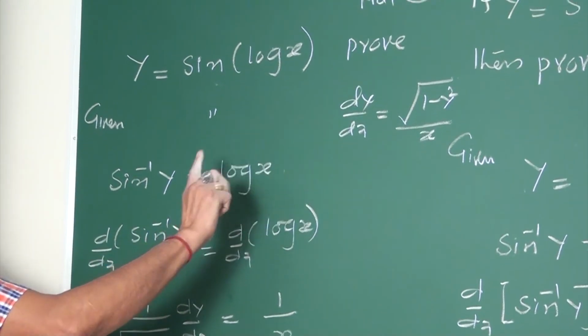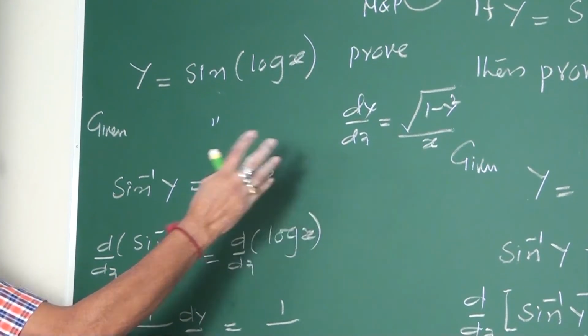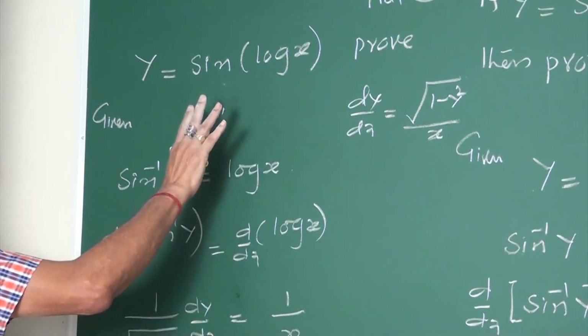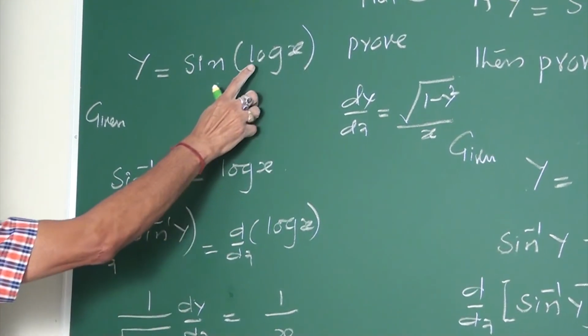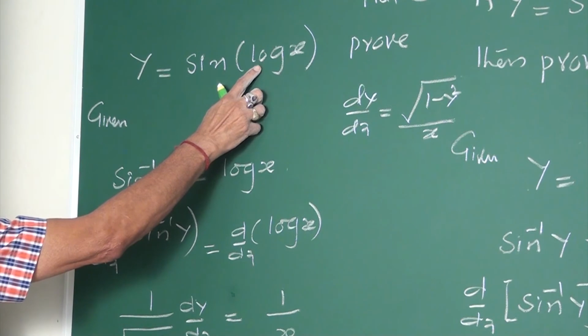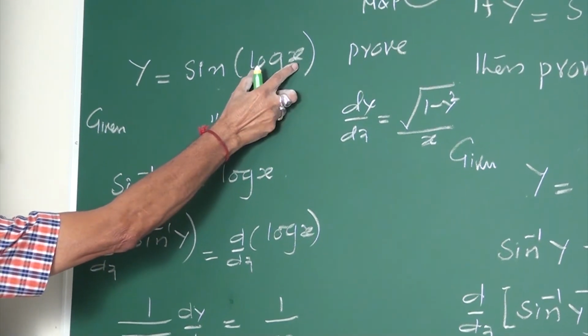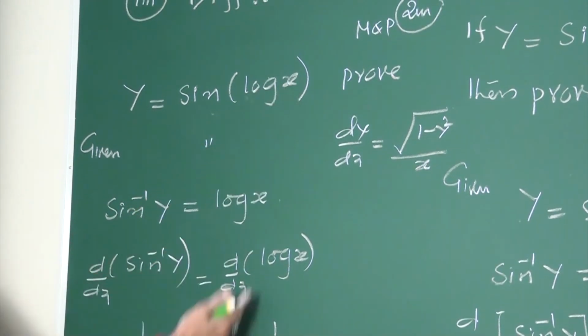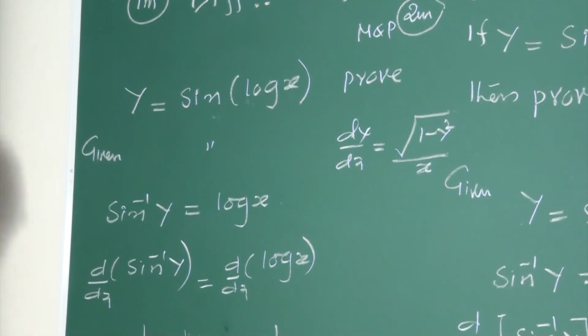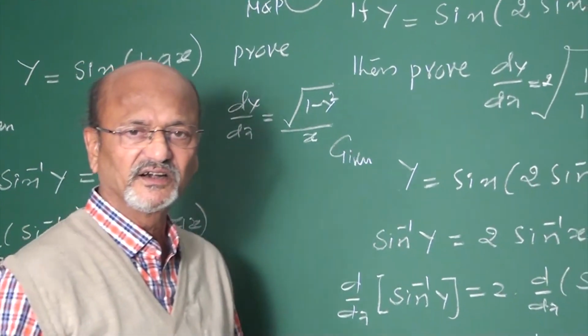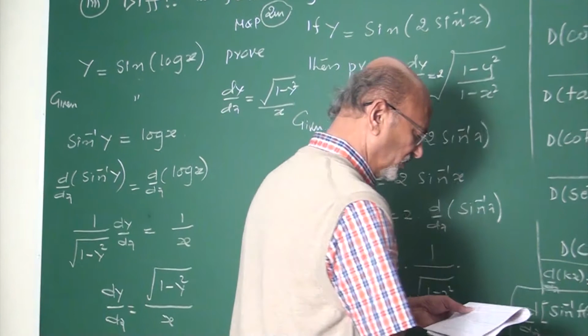These two are similar examples, my friends; the method and everything is the same. The only change is that instead of 2 sin inverse x and log x, they may give another function here, like this. These two are very good, standard examples. The last one is this.